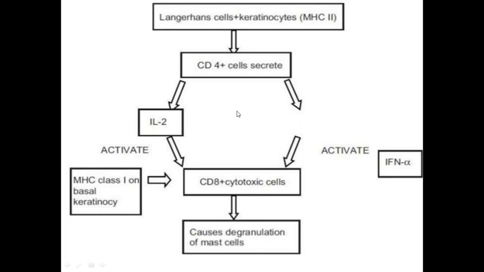So let us see the Langerhans cell with keratinocyte MHC2, it will activate CD4 cell secretion, and MHC1 on basal keratinocyte, that I have already explained to you. MHC1 on basal keratinocyte, by the Langerhans cell, will activate CD8 cytotoxic T cell and cause degranulation of mast cell and killing of various keratinocytes. There are so many processes going on in lichen planus, but I have explained the one that is the most widely accepted.